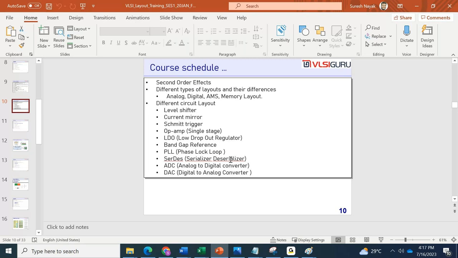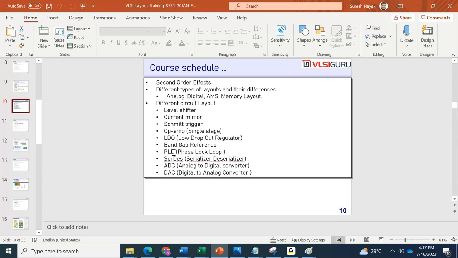Another thing will be ADC. Any analog signal will be converted to digital, and that application is ADC. DAC means a digital signal is converted to analog. So these are the projects.